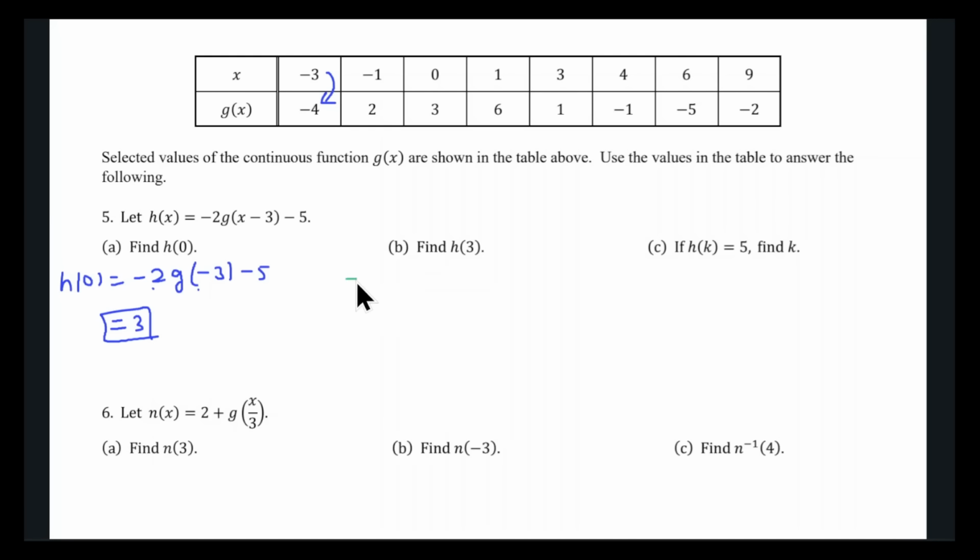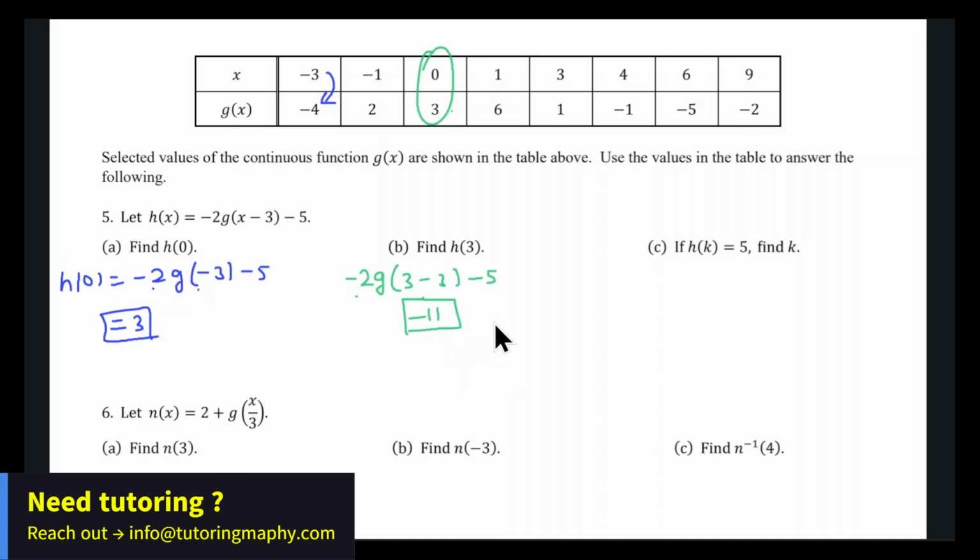H of 3 will be -2g of 3 minus 3 minus 5. 3 minus 3 is 0. G of 0 is 3. 3 times -2 is -6, and -6 minus 5 is negative 11. I hope you understand.